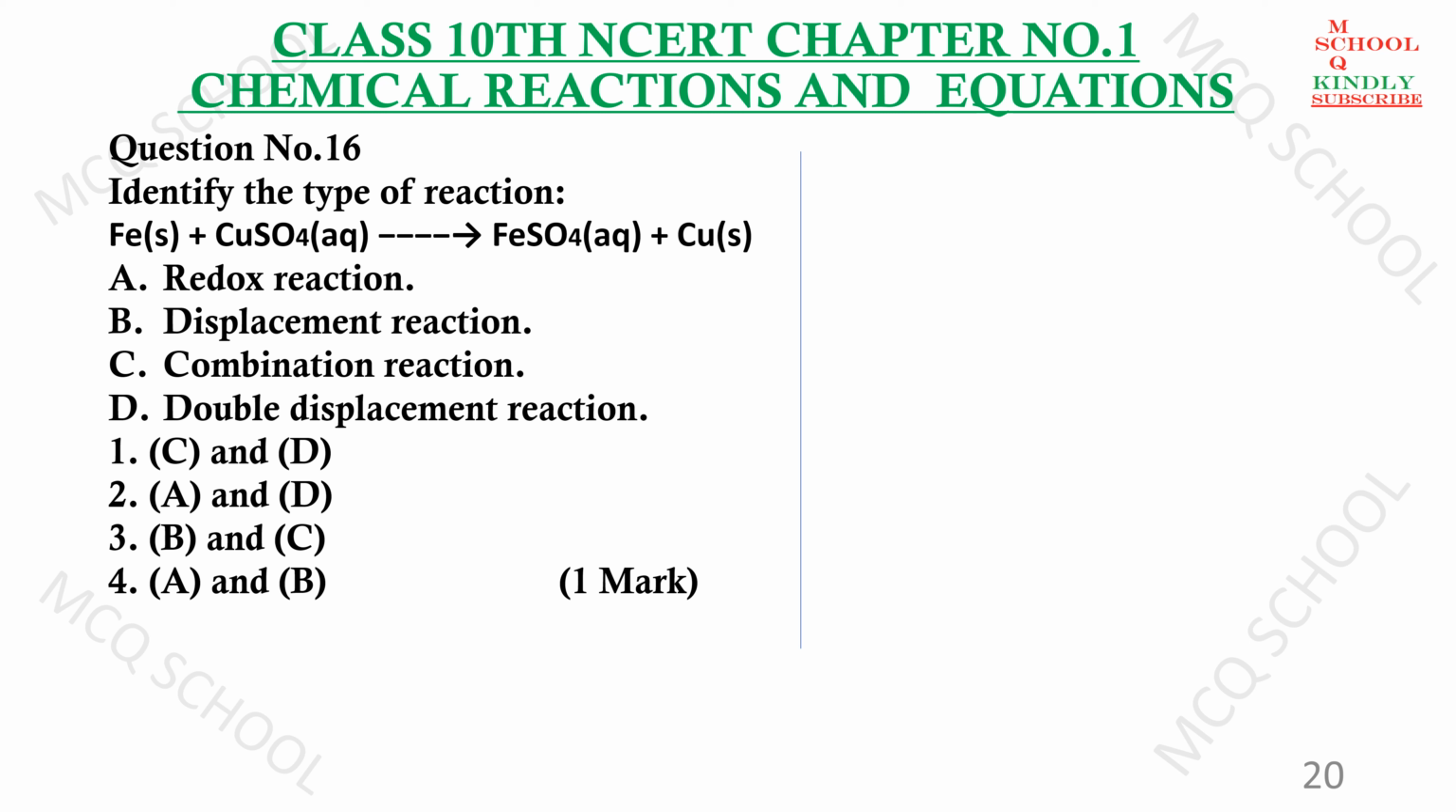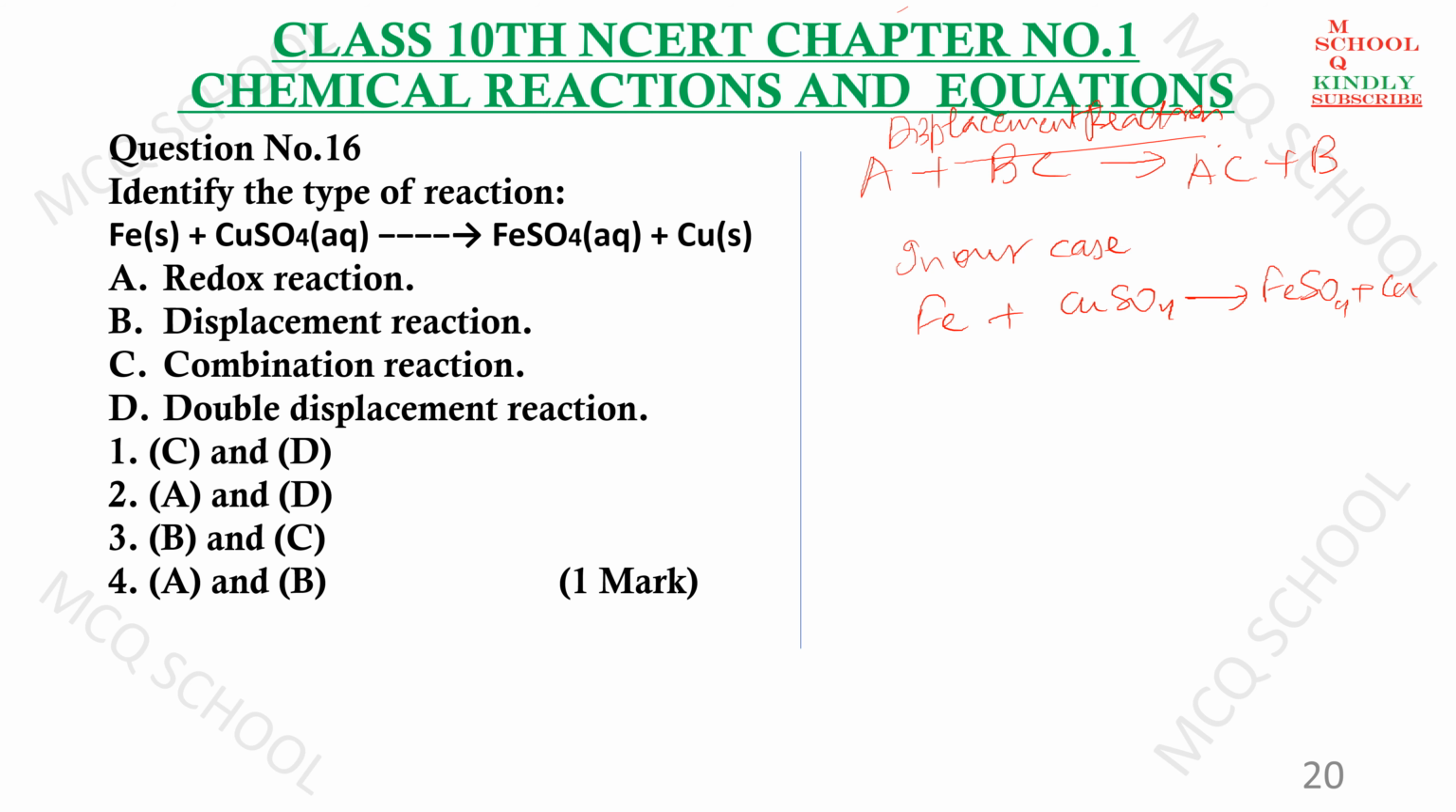Let us take the next question. Question number 16. Identify the type of the reaction: iron plus copper sulfate forms, after reaction, ferrous sulfate and copper. Whether it is redox reaction, displacement reaction, combination reaction, or double displacement reaction. Out of these four, which two combinations are there? What's the answer from your side?